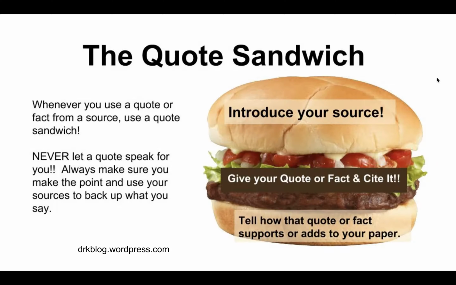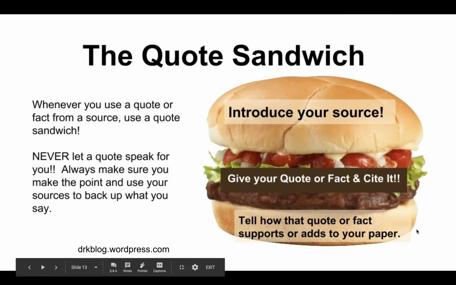So I'm going to give you a little metaphor here to help you remember. Anytime you pull in a quote, or a paraphrase, this works the same whether you're using their words or whether you put it in your own words. Whenever you use a quote or fact from a source, use a quote sandwich. So you introduce your source, give your quote or fact, and cite it. So that's the meat, right? The actual source material. And then you always come back in afterwards and explain how that quote or fact supports or adds to your paper.